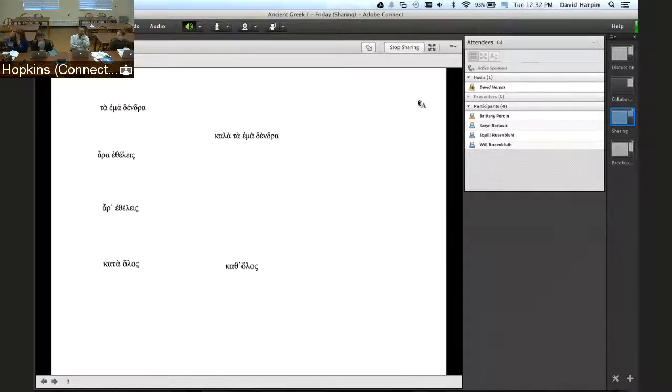My trees are beautiful. You can throw in the linking verb. Right, predicate position. You can throw in esti, is what it would be in this case. Okay? Good.